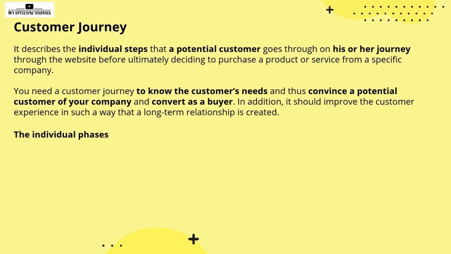The individual phases. So what are the different phases a customer journey can have? Customer journey can have three phases. Pre-purchase phase: before buying a product, that phase is called the pre-purchase phase. Then you have the purchase phase when the user buys the product; that buying process is called the purchase phase. And post-purchase phase: after buying the product, the different activities he can do, that is post-purchase.